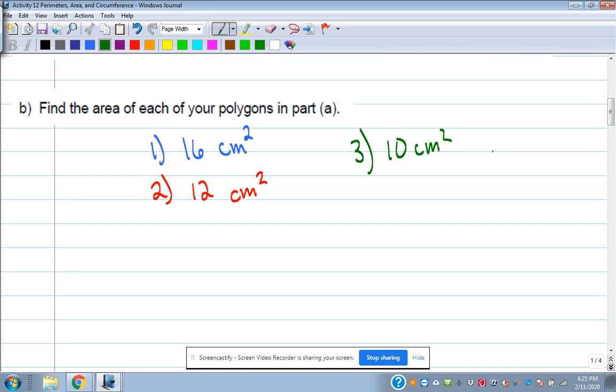The idea is that everything with a perimeter of 16 doesn't have the same area. You guys have different shapes on yours, so they're going to be different. A polygon just having a perimeter of 16 doesn't lock it into always having an area of a certain size. Okay, so keep that. That's kind of the idea there.